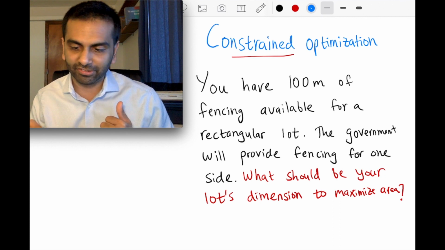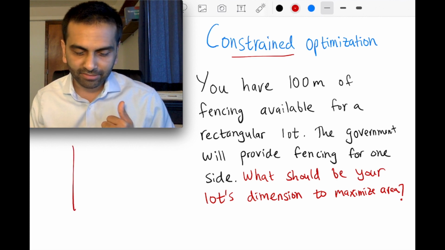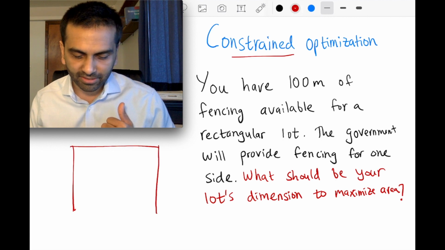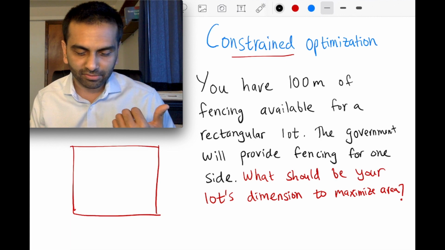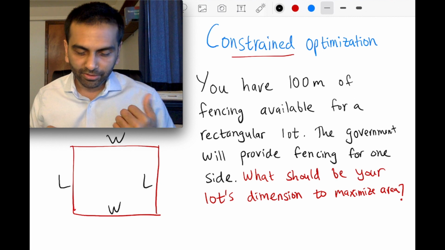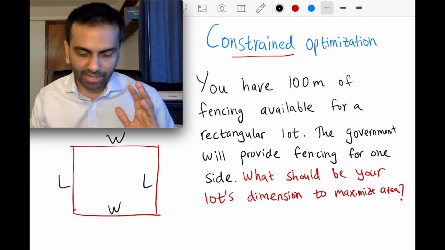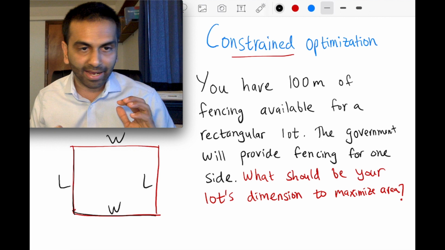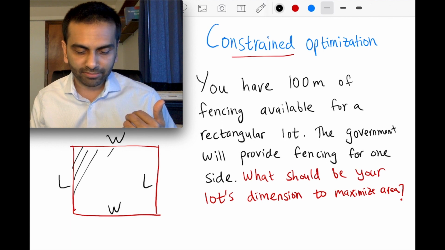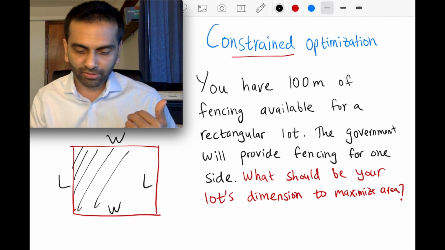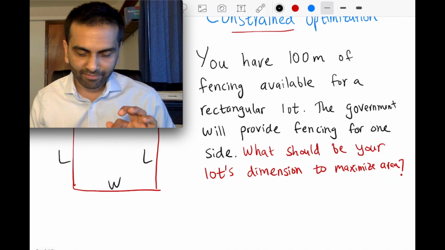So what I'm going to do first is draw a picture. Let's say these are the dimensions, and I'm just going to call them length and width. I'm going to call this W, and I'm going to call this L. Whatever I choose, I get to choose a value for length, and I get to choose a value for width. And once I choose them, the area is going to be length times width, right? That's what this area is going to equal. So in general, we have area A equals L times W.